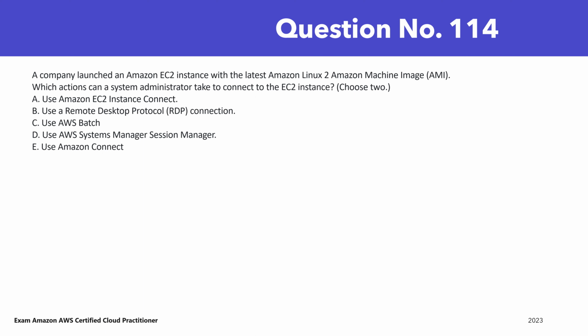A company launched an Amazon EC2 instance with the latest Amazon Linux 2 Amazon Machine Image, AMI. Which actions can a system administrator take to connect to the EC2 instance? Choose 2. A. Use Amazon EC2 Instance Connect. B. Use a Remote Desktop Protocol, RDP, connection. C. Use AWS Batch. D. Use AWS Systems Manager Session Manager. E. Use Amazon Connect. Correct answer, A, C.